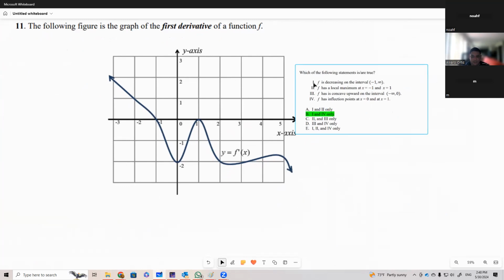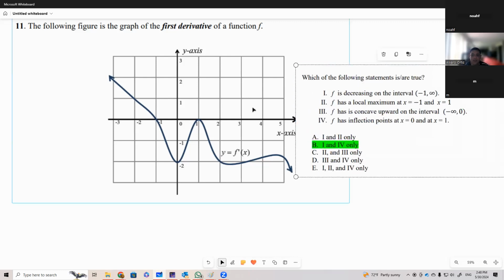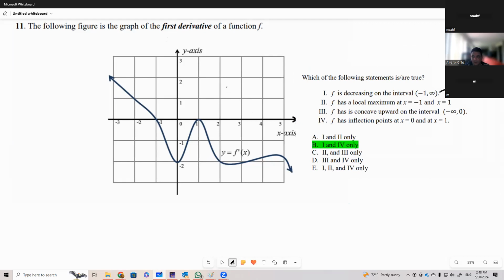F is decreasing on the interval minus infinity to 1. This part here is misleading because you can see this function is decreasing. The problem is that this is not the function. This is the derivative. You have to remember that if f is decreasing, then f prime is negative. F prime is not negative here, you see?